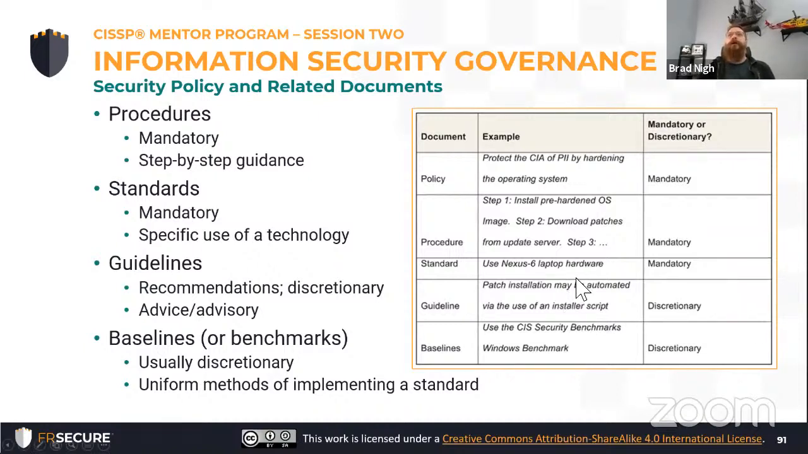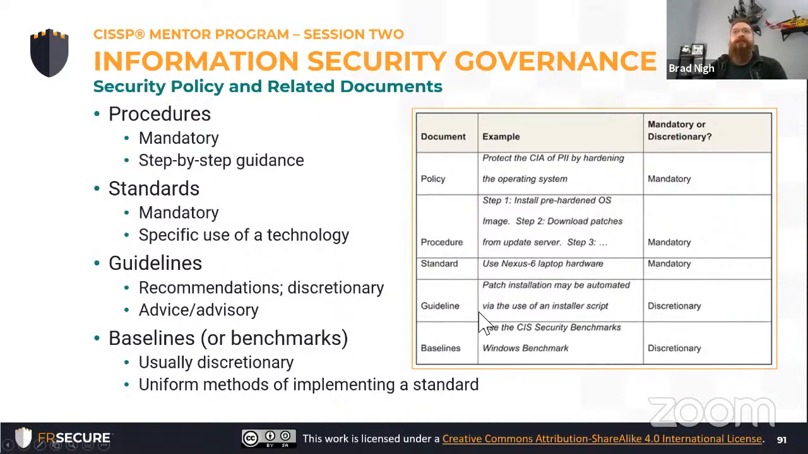So what you want to know is really on this table, right? What is the policy? They will give you an example of a document that contains whatever, and then they'll say, what is this? Is it a policy, procedure, standard, guideline, or baseline? So you'll need to know the difference between these and kind of the order, knowing what's mandatory, what's discretionary.